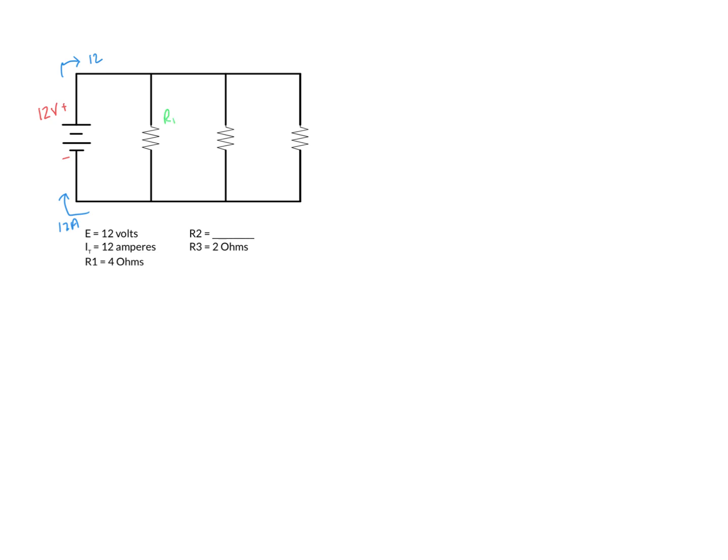R1, we have 4 ohms. R2 we don't know, and R3 we've got 2 ohms. You might recall, I think that was the first problem we did. All right, so we're going to figure out our total resistance here. So total resistance is equal to our voltage over our total current. In this case, actually we can just work across to make it easier, it's equal to 12 over 12, or 1 ohm, right?